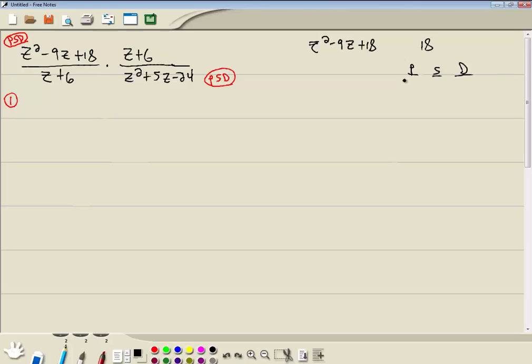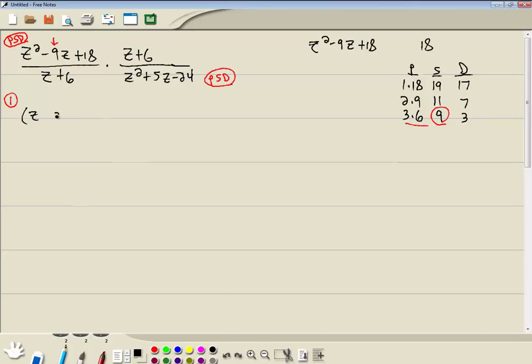We got our P column, which is our products. So all the products give us 18. 1 times 18, 2 times 9, 3 times 6. The S column, S for sum, we're going to add these together. 1 plus 18 is 19. 2 plus 9 is 11. 3 plus 6 is 9. The difference column, we subtract them, smaller from larger. 18 minus 1 is 17. 9 minus 2 is 7. 6 minus 3 is 3. Now the number we're looking for is the number in the middle term, which is 9, which is right here, which means we use 3 and 6.